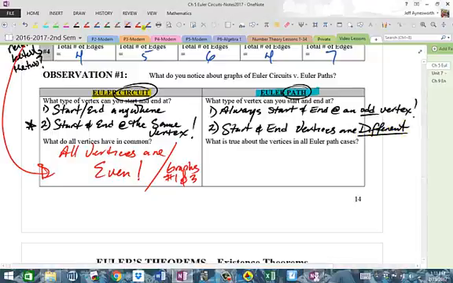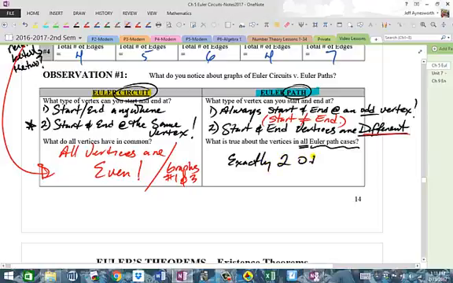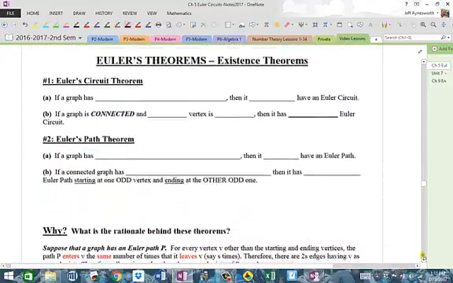Basically, and I told you this before, start does not equal end. They're different. That's what I mean by different: start point does not equal end point. And the key idea, what's true about vertices in all Euler path cases, and this is important, is that there are exactly two odd vertices. Very, very important. Two odd vertices only in a path, all even in a circuit. Once you know that, then your life's a lot easier when you're trying to find an Euler path or an Euler circuit.